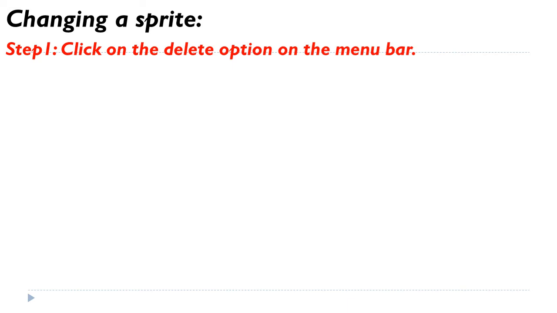First, I'll explain how to remove the old cat and how to insert a new object. Step 1, click on the delete option on the menu bar. In the upper side only you will get the delete option, where the scissor symbol will be there. The scissor symbol is at the top of the window. Click on the delete option.